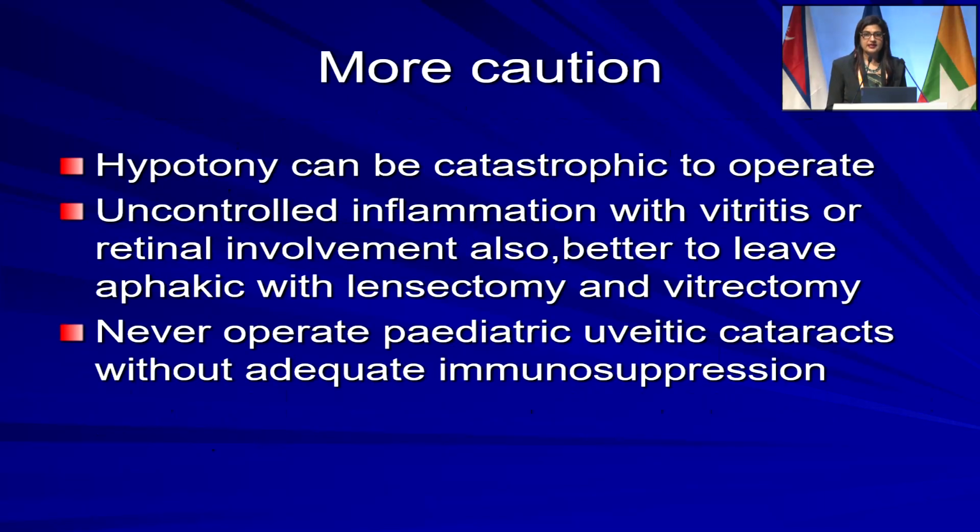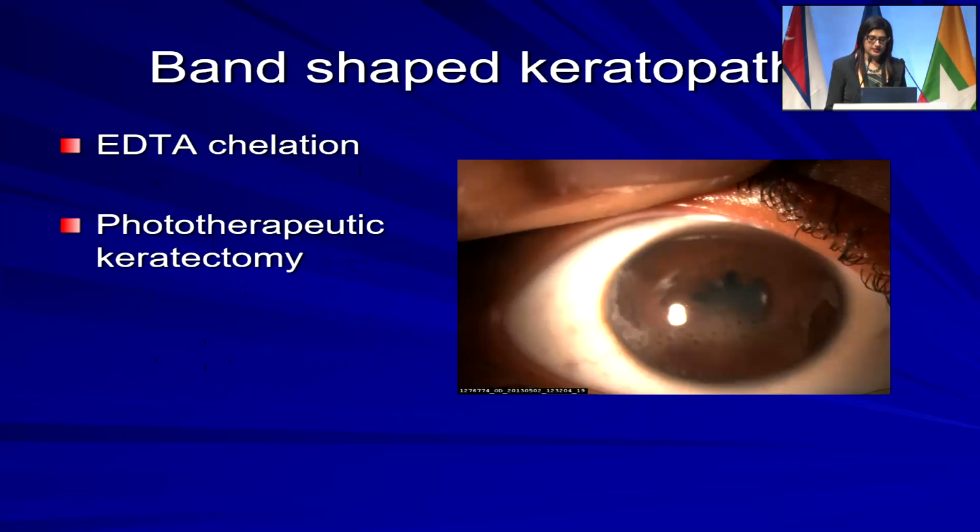If the patient is hypotonous, then you must try to reduce the hypotony. Use a stronger steroid like difluprednate to bring the IOP up a bit, and control the inflammation well before you take up, or you will end up with a phthisical eye. With uncontrolled inflammation with vitritis or retinal involvement, it is better to leave it alone without placing the intraocular lens. Leave them aphakic with a lensectomy and a vitrectomy. And never ever operate on pediatric cataracts without adequate immunosuppression.